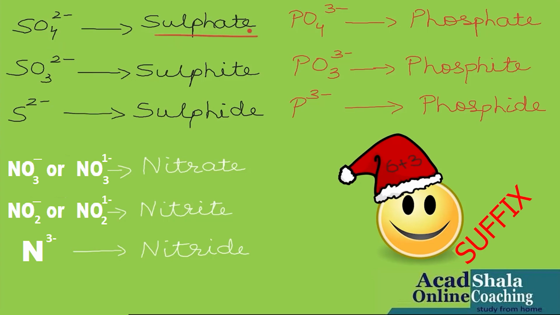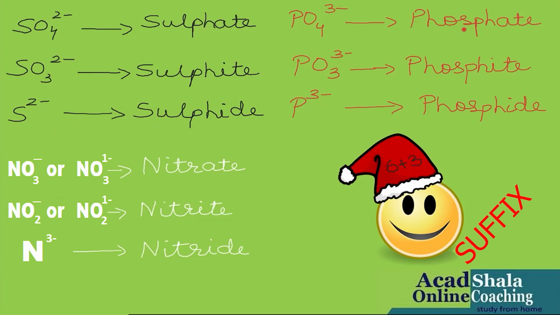Next, sulfate, ATE suffix, sulfite, ITE suffix, sulfide, IDE suffix. Again, ATE has one more oxygen than ITE, or ITE has one less oxygen than ATE. And both are polyatomic ions. Hence, sulfate is SO4 2-, sulfite is SO3 2-. And the third one is a monoatomic ion with the suffix IDE, S2-, but this also lacks oxygen.